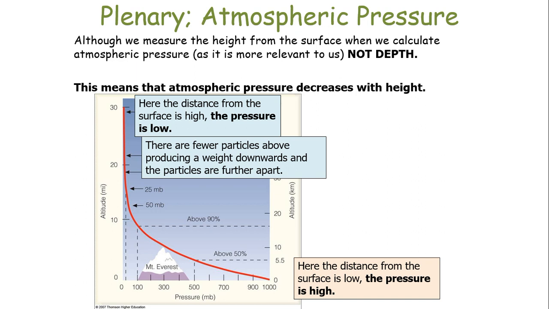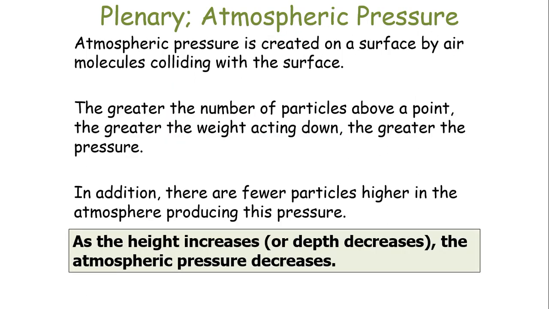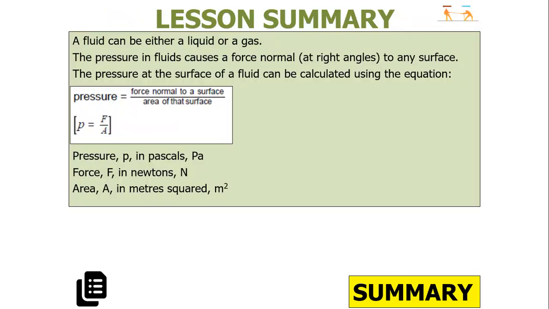Why is the pressure lower the higher up you go? Well, firstly, there are fewer particles above that point producing a weight downwards, and secondly, there are fewer particles, the particles are further apart, so there are fewer collisions anyway, so the effective force of the pressure is going to be lower. So let's just clarify what we have learned. Atmospheric pressure is created on a surface by air molecules colliding with the surface. The greater the number of particles above a point, the greater the weight acting down, the greater the pressure. In addition, there are fewer particles higher in the atmosphere producing this pressure, so as the height increases, the atmospheric pressure decreases.